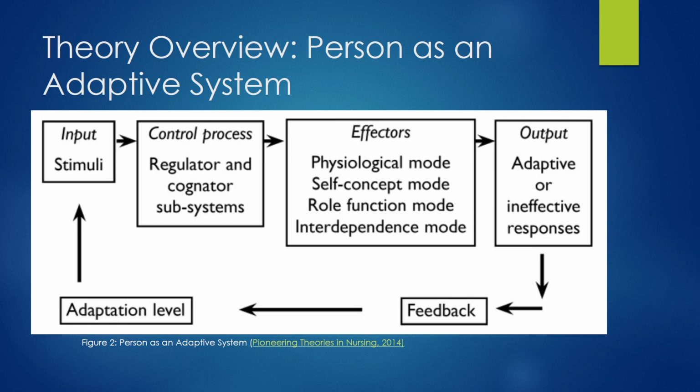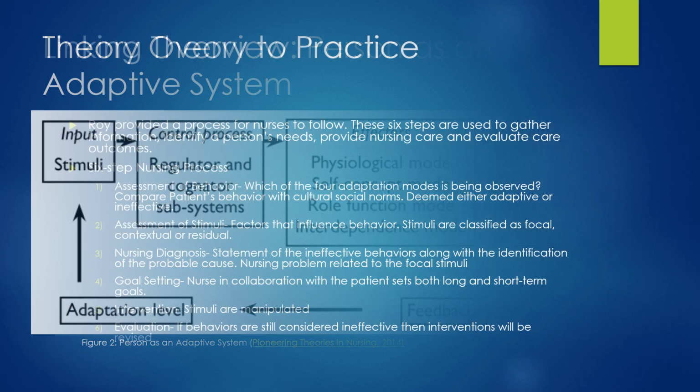Here is a figure, person as an adaptive system, that kind of pulls all of the terms we just discussed together. If you start on the top left of the figure, you see the input and the stimuli. This is the initial issue that the patient is having to confront. And then we move over to the right to control processes, to regulators and cognator systems. So this is the body's natural response to the stimuli. It's the coping mechanism. This coping mechanism works through one of the effectors to create.